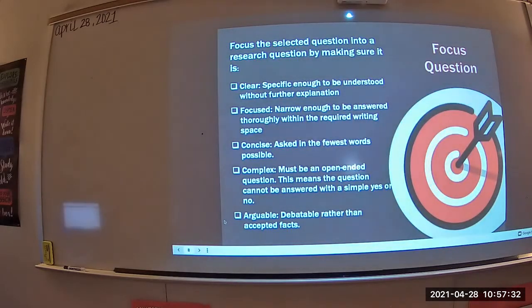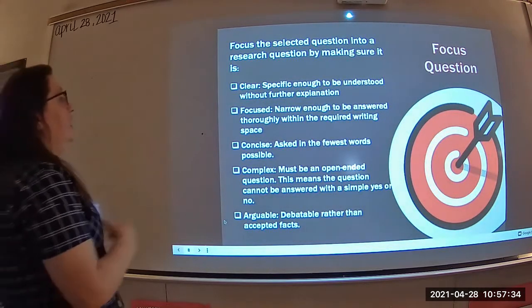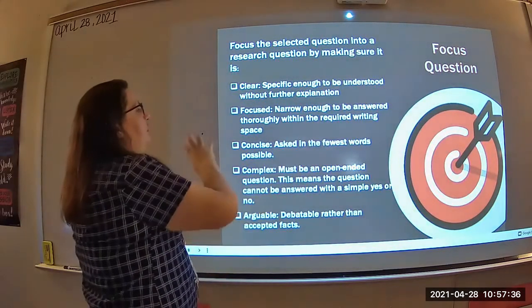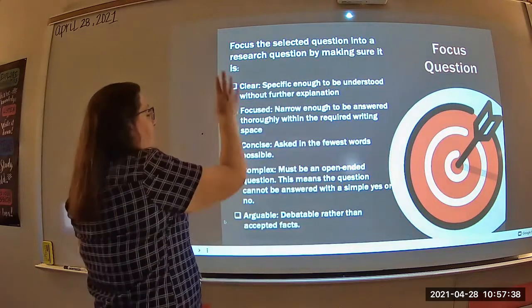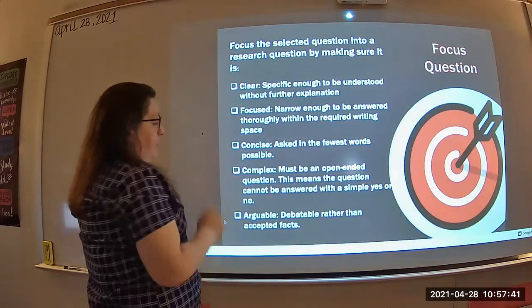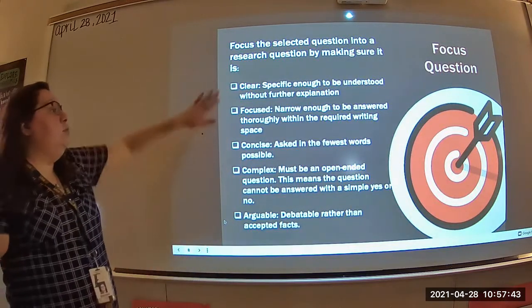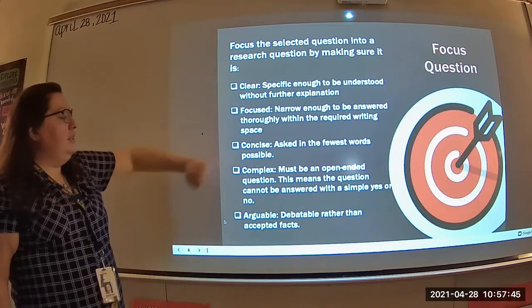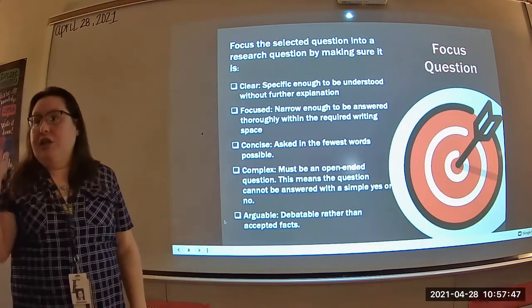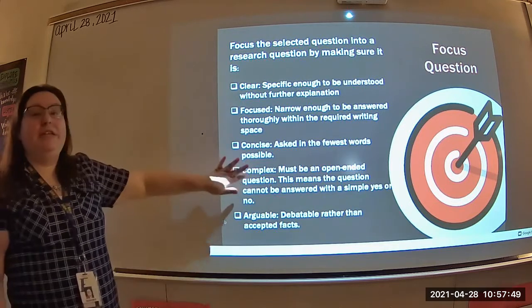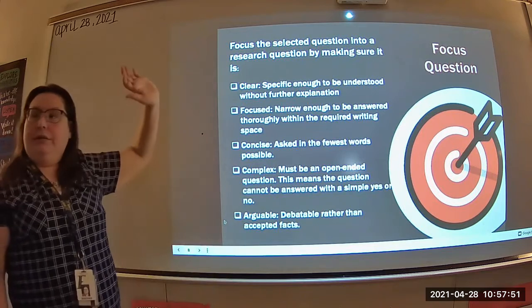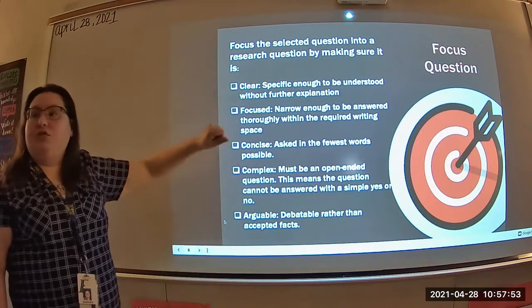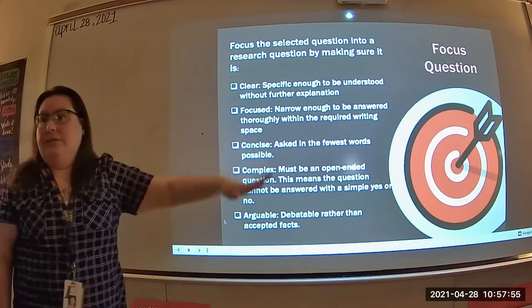So again, once I generate that question, I want to make sure that it's focused, and I'm going to make sure it's focused by making sure that it checks each box, okay? And a lot of times what I do is I'll write clear, focused, concise, complex, arguable, and then I'll be like, check, check, check, check, check. If there's one that's missing, do I have to throw the whole question away? No, I just have to tweak it and make sure that it fits, okay?